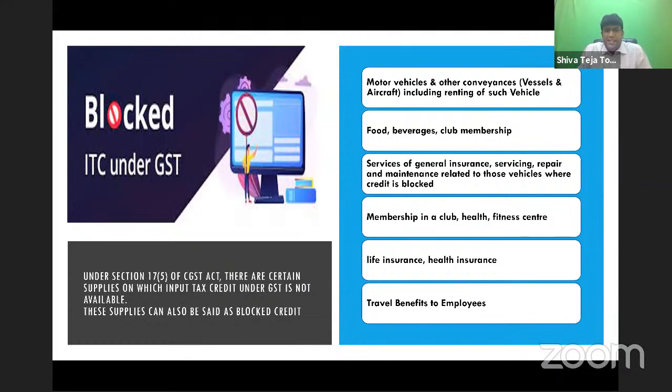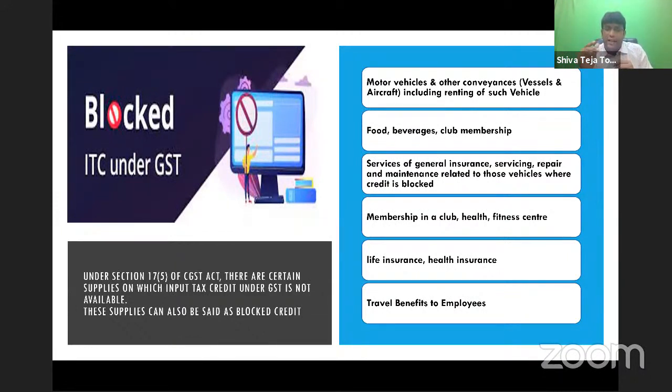Food, beverages, club membership: we can't take credit at all. One point you have to understand, in case of food items, credit is not allowed. Practically, a lot of times our clients go to a hotel, stay in the hotel, and also have food in the hotel. And they give us a bill telling us, sir, please take credit. We always check what is the credit related to room rent and what is the credit related to food items.